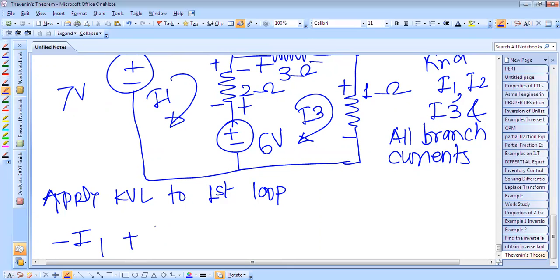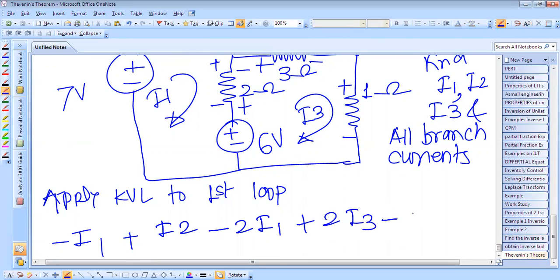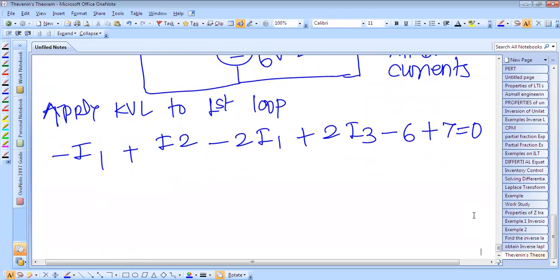plus I2 minus 2 times of I1, plus again there is a rise in potential due to this current I2, because this is a 2. Minus 2 I1 and this plus 2 I3, and this is a minus 6 volt and this is a plus 7 volt and this is equal to 0. Okay, so we'll solve this further.